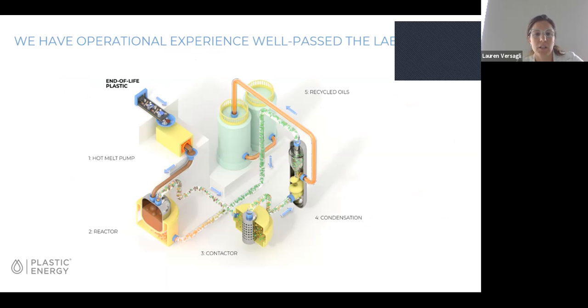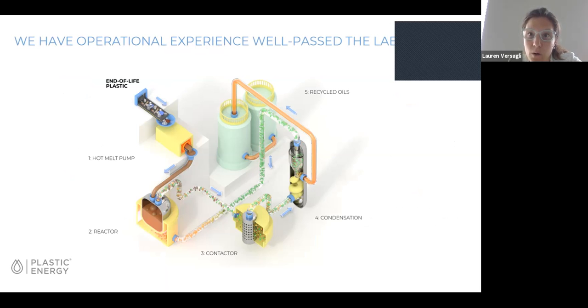To give you just a quick, very high level flow diagram of what our operation looks like, it is pyrolysis. So we start with end of life plastics. They are fed through an extruder to do some preheating of those materials before they go to the pyrolysis reactor. There, of course, everything is heated up. The gases come off the top, pass through a contactor, which just helps with some of the final quality of our TAC oil product. Obviously, the product is then condensed and stored in recycled oils.